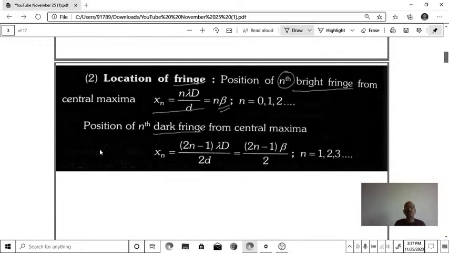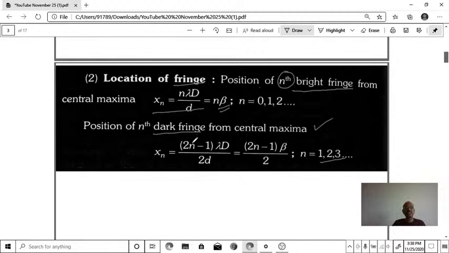If I want to get the position of nth dark fringe from the central maxima, x_n equals (2n minus 1) lambda D by 2d, right? So (2n minus 1) lambda D by d is beta, so (2n minus 1) into beta by 2, where n is an integer. Keep this formula in mind in order to obtain nth bright fringe or dark fringe on the screen. These formulas are very important.